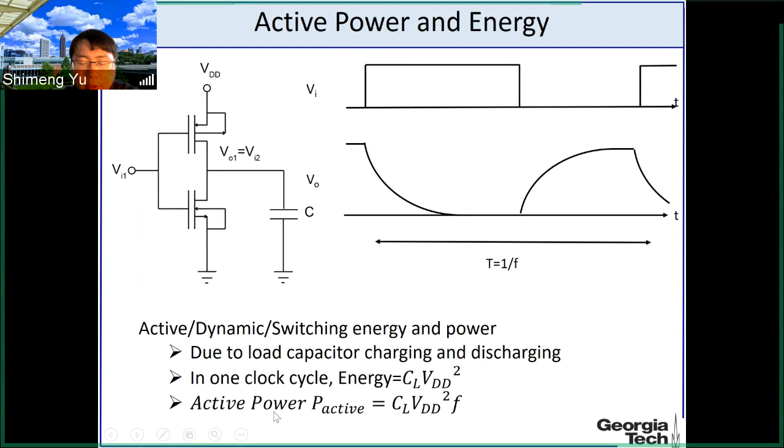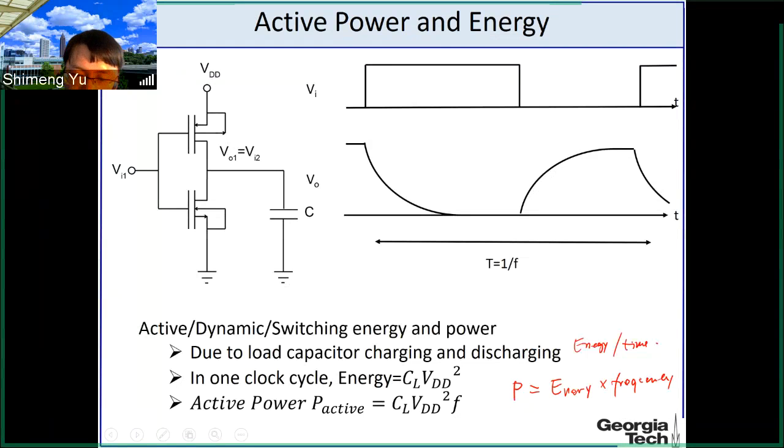And then if we want to get the power for this dynamic active switching, we need to multiply by the frequency. Why? Because power, by definition, is energy divided by time, and 1 over time is frequency. So this is the clock frequency.